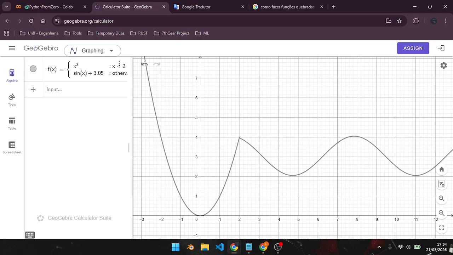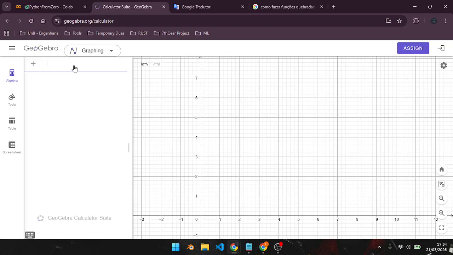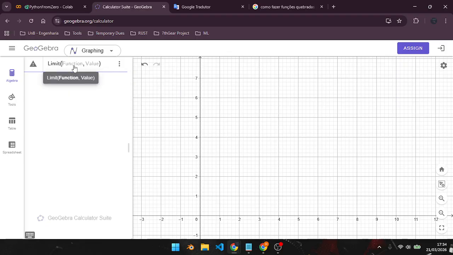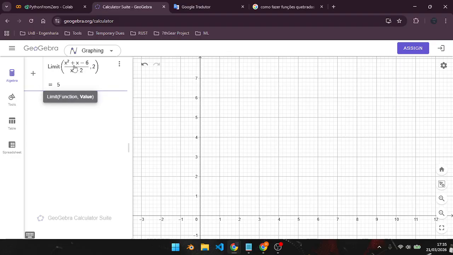Limit solved by factoring. Now, I'm going to give you a quick example here from my own notebook. It's going to be the limit of x squared plus x minus 6 over x minus 2 when x tends to 2. It gave us 5. That answer is correct.